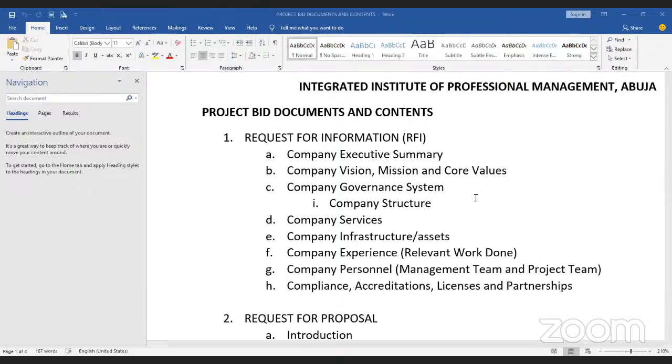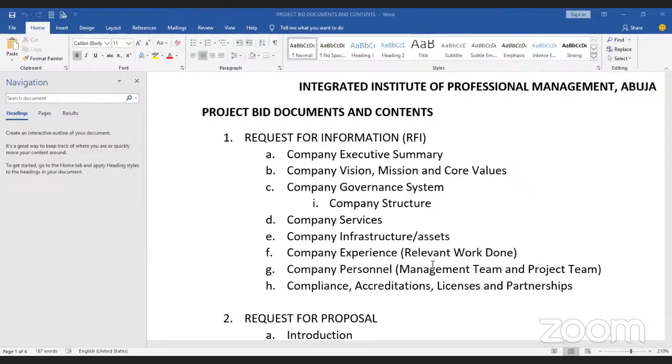The project bid documents are used for securing contracts. Now, basically, we have the project bidding, which is the process of selecting suitable and qualified contractors for a project. The project bid itself is the document that is being verified to check the suitability of a contractor.